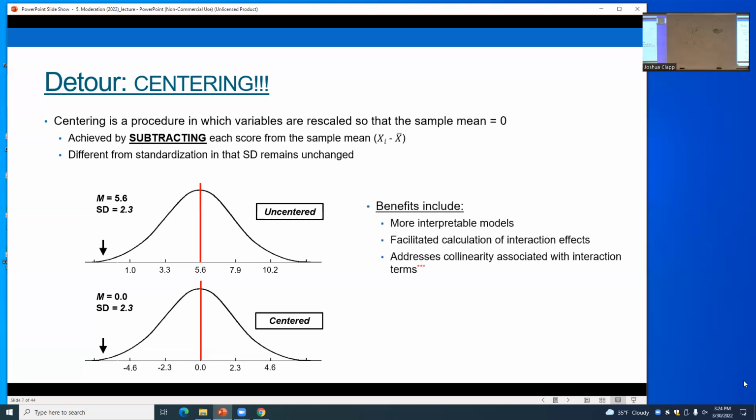So the benefit of centering is that it's going to give us more interpretable models. If I say this is the association of X on Y when everything else is held constant at zero, I'm no longer talking about an actual physical score of zero. I mean, I am, but what does a physical score of zero represent in my centered variable, Basha?